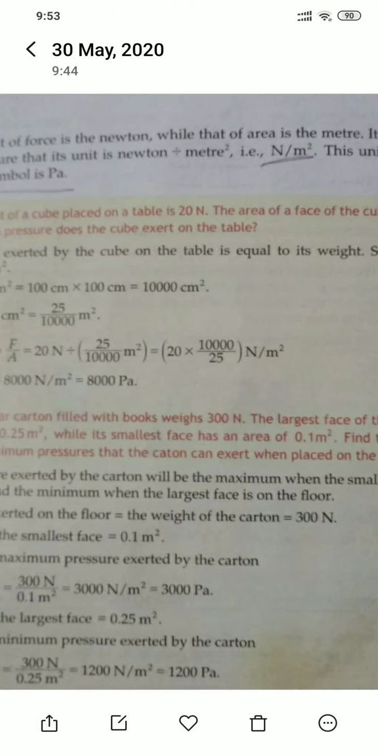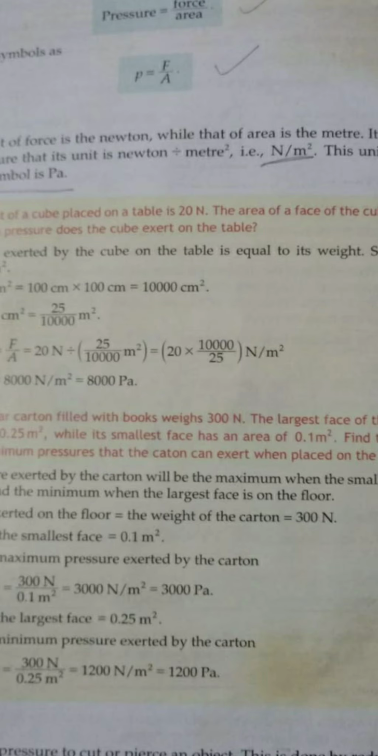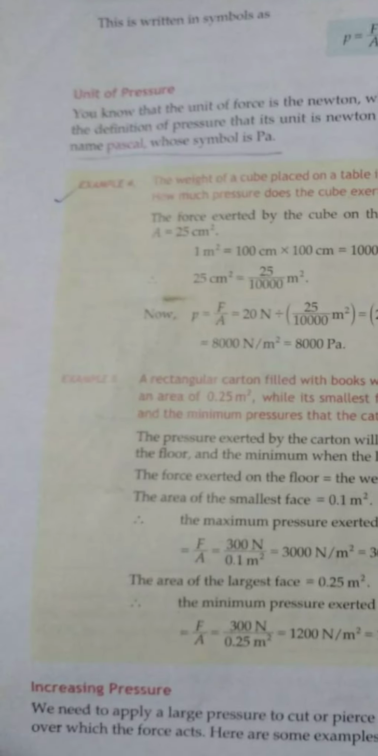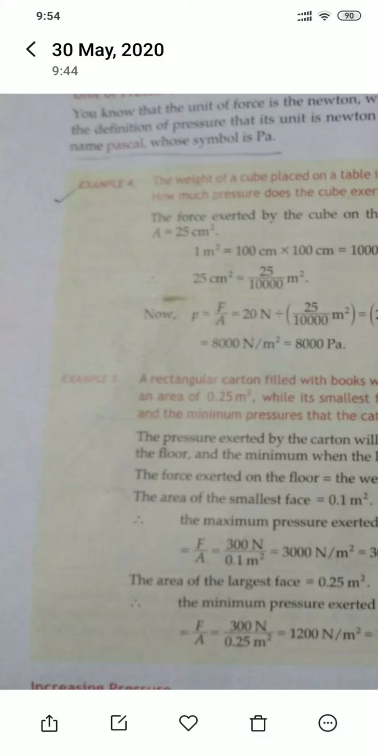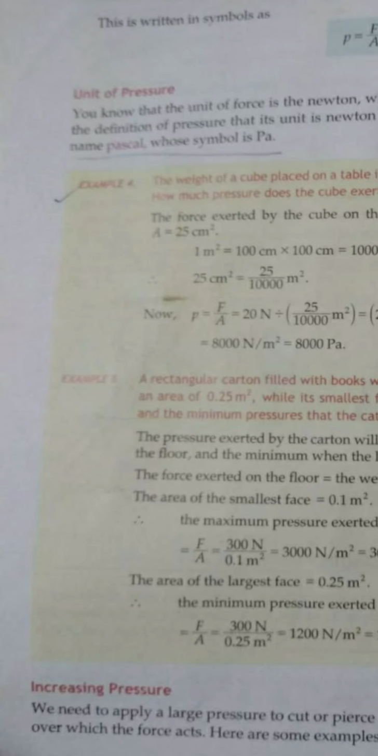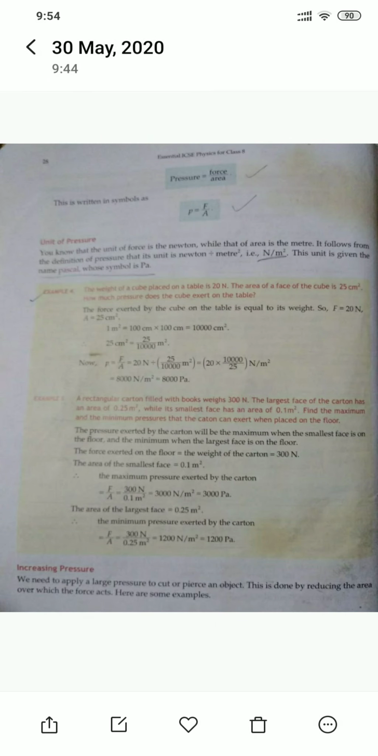And what about the unit? Let us see here. The unit of force is Newton, and the SI unit of area is meter square. That means Newton upon meter square, Newton per meter square. Can you see it? Okay, and it is also given as Pascal. The unit of pressure is also written as Pascal, Pa. Please go through these examples, these two numerical problems, and that will make things clearer for you.